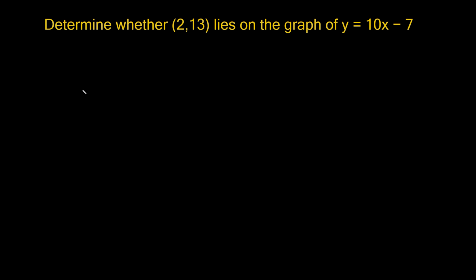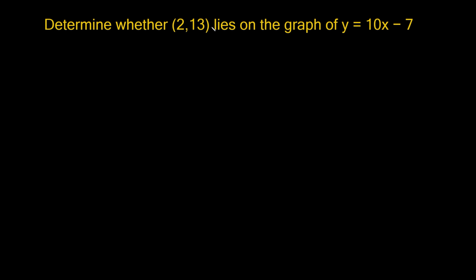So in this video, I'm going to teach you how to determine if a point lies on the graph of a given equation. All right, so let's start with this first example. It's going to be easier, and then we'll do a couple that are just going to be a little bit harder. So this one just says, determine whether the point (2, 13) lies on the graph of y is equal to 10x minus 7. All right, so this is pretty straightforward.